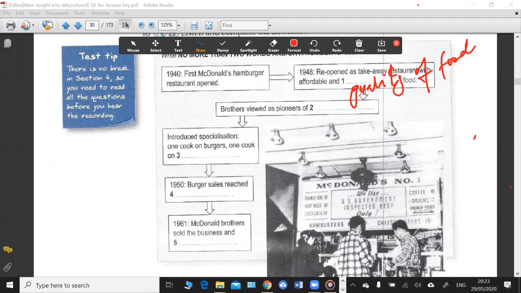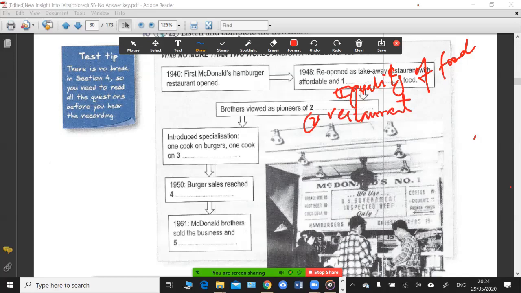So brothers viewed as pioneers of McDonald or other place? McDonald restaurant, food chain, something like that. You understand? Yes. Restaurant. Listen, we don't know the answers. We are just guessing. Now, next one.